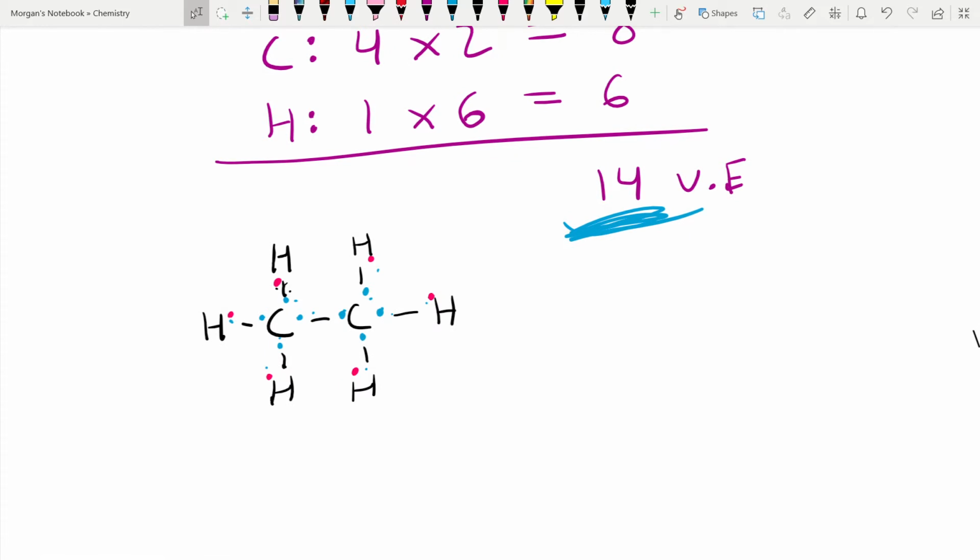Now, I did these in different colors for a reason. So remember when we talked about the polar covalent bonds? Well, the carbon has a slightly stronger pull on those electrons than the hydrogen does, which makes the hydrogen slightly positive. So each of these hydrogens is going to be slightly positive. And then each of the carbons are going to be slightly negative. So that makes more sense. Everything's kind of pulling towards the center, which is kind of how you want it to be for a nice strong bond.